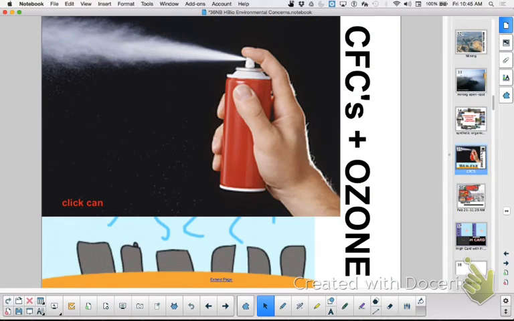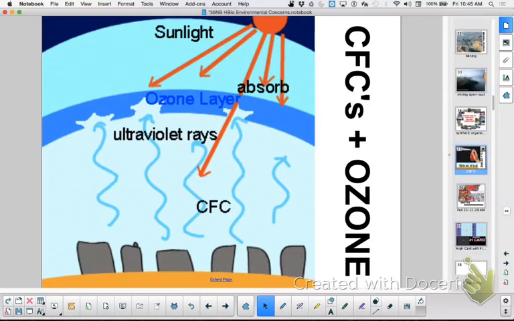We talked about the idea of chlorofluorocarbons. And could Slate tell Blue, why are we concerned about the ozone layer? Slate, tell Blue.